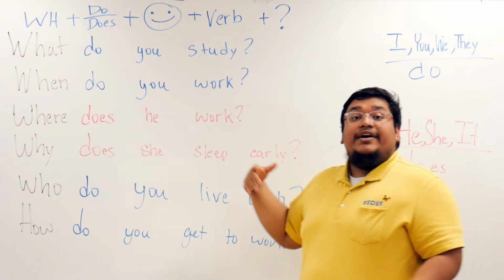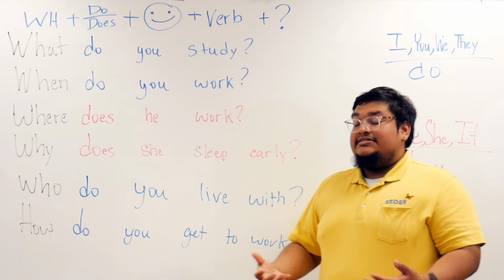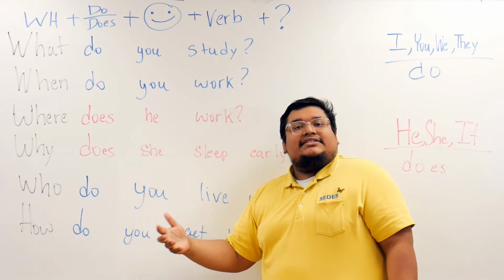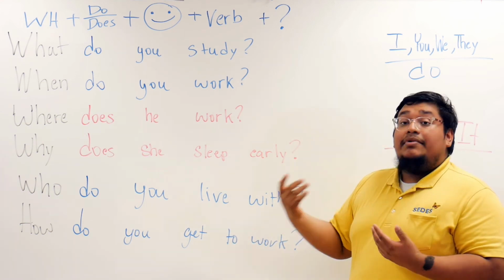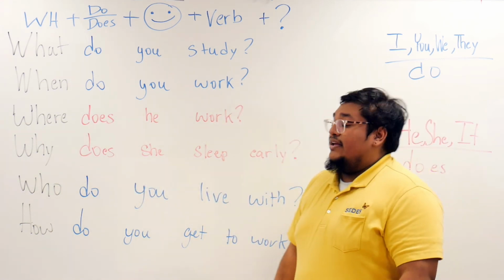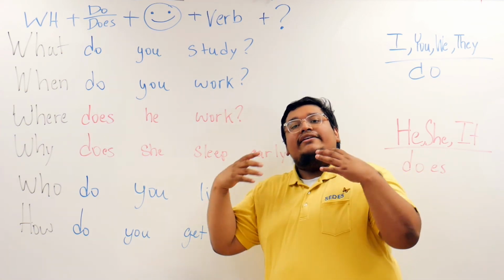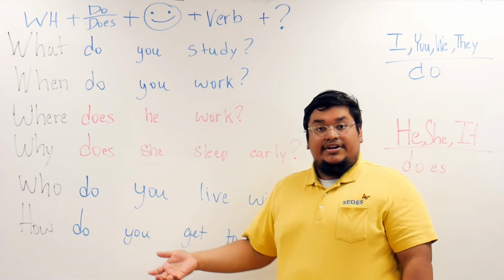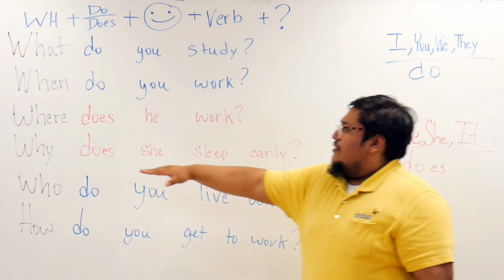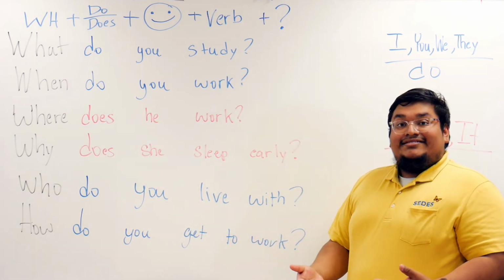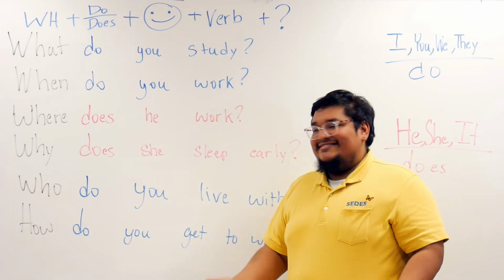Where does he work? Where is asking for a specific place. So where does he work? You can say he works at the school. He works at the post office. Why does she sleep early? Why is asking for a reason. So why does she sleep early? Because she works in the morning. Remember, usually with the question why, you're going to have the answer because it's a reason.